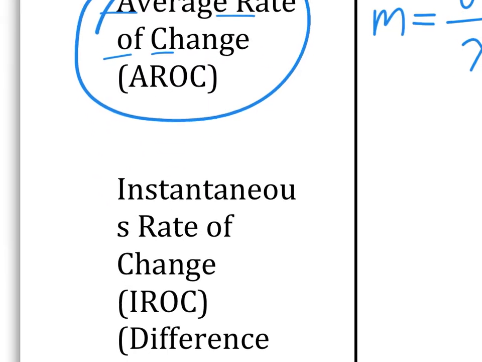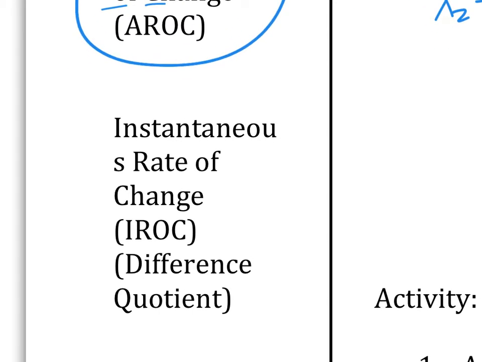Next, instantaneous rate of change. IROC. So, instantaneous rate of change is the slope of the tangent line. Okay? AROC is the slope of the secant line. IROC is the slope of the tangent line.